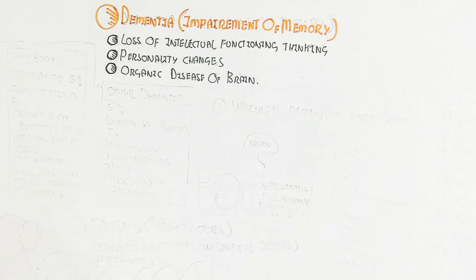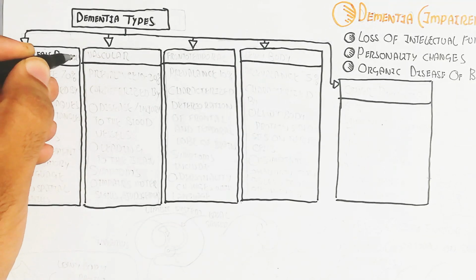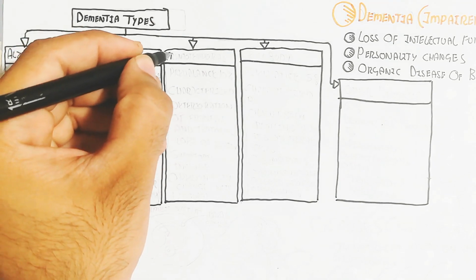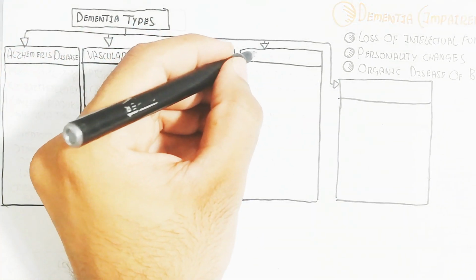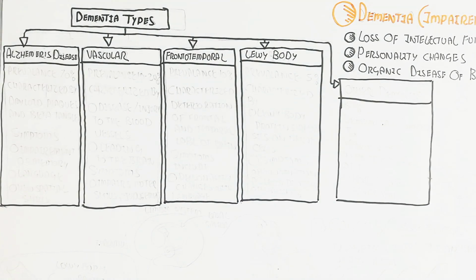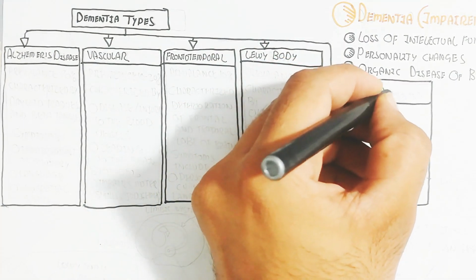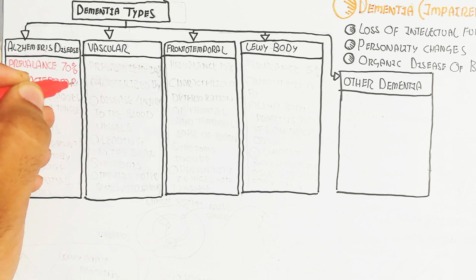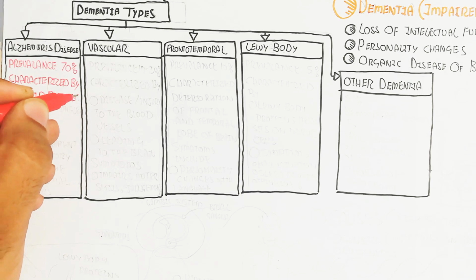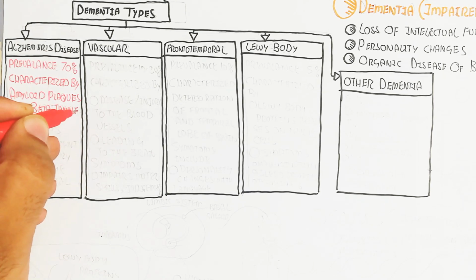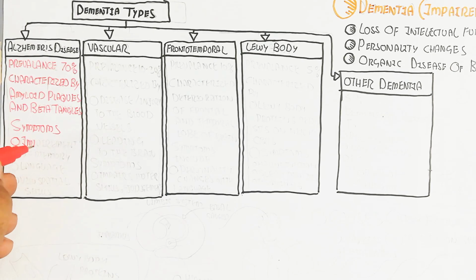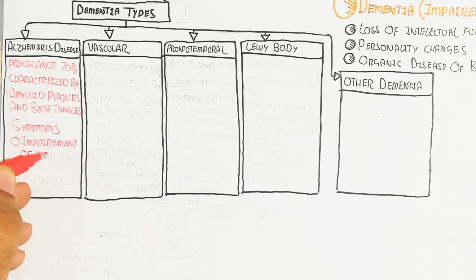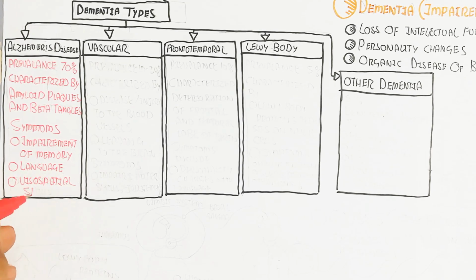So in this video we will first understand the types of dementia, and then we will understand the pathophysiology. Dementia can be Alzheimer's disease, vascular dementia, frontotemporal dementia, and Lewy body dementia. On the other hand, there are other dementias as well. Let's understand Alzheimer's disease. The prevalence is 70% and it is characterized by amyloid plaque and tau tangle formation. The symptoms can be impairment of memory, language, and visuospatial skills will decrease.